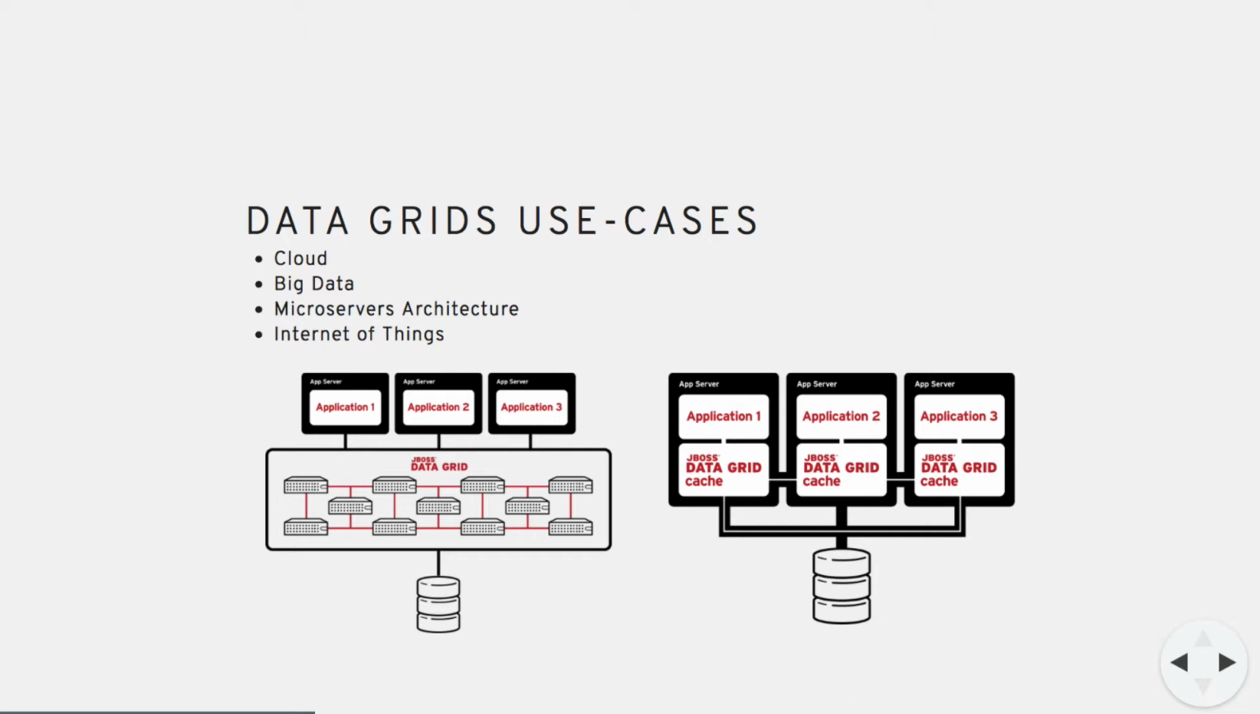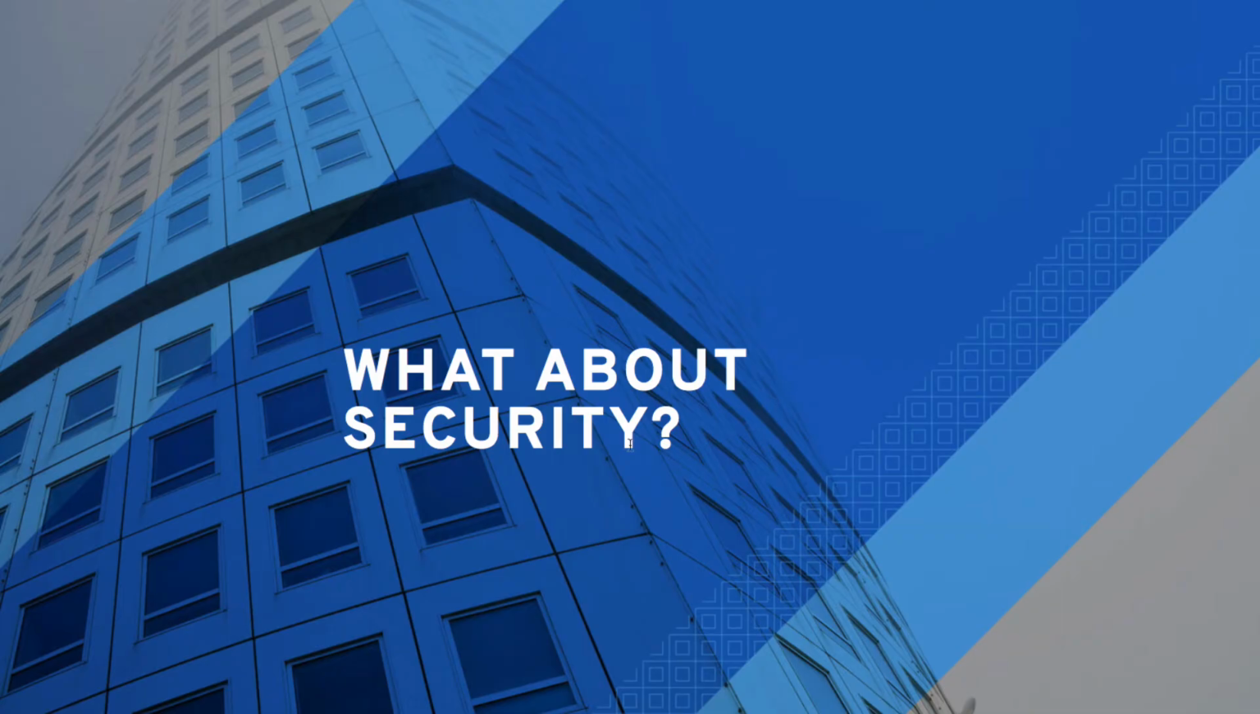Another use case is Internet of Things, where different devices are updating the data grid with different events, and then applications can listen to these events and react accordingly. One thing that is often overlooked in these use cases is security.